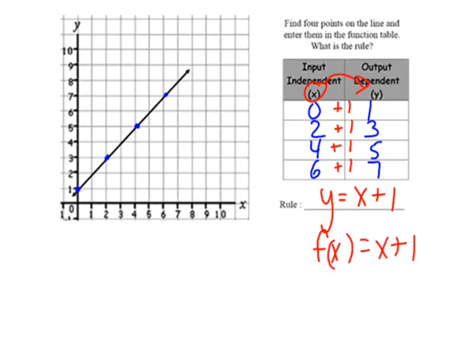So that's all there is to it. That's how you determine functions from tables and lines on graphs.